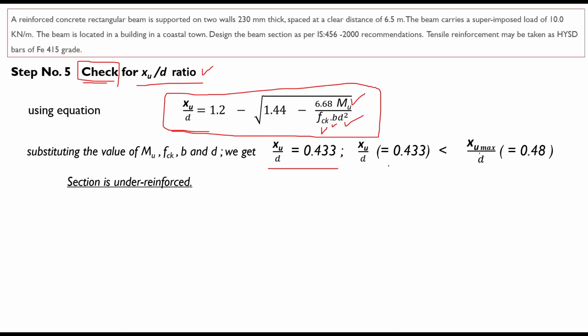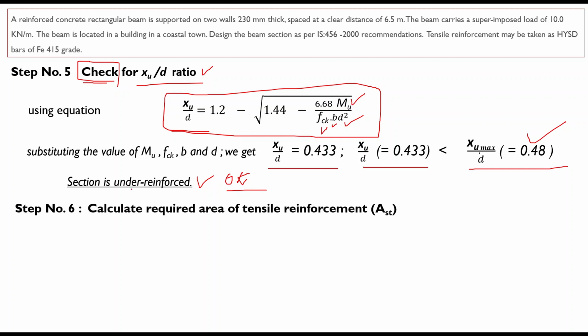So here the XU by D ratio is 0.433, and it is less than the XU max by D ratio which is available in the IS code, that is 0.48. So 0.433 is less than 0.48, so we can say here that the section will be under reinforced. So we can start with the other calculation because it is okay as per the IS 456 guidelines.